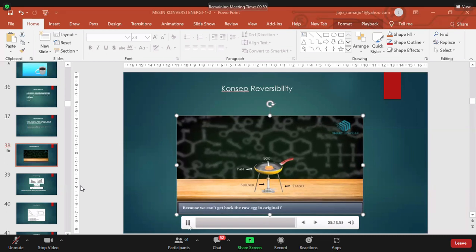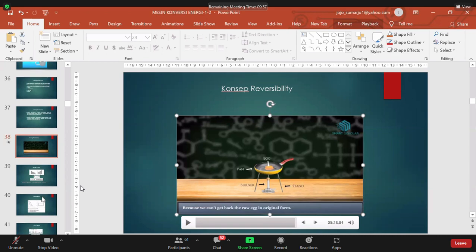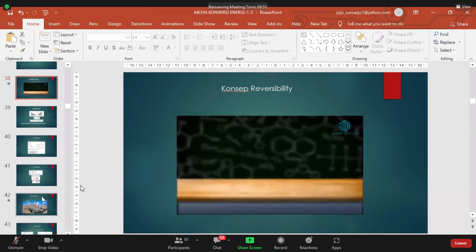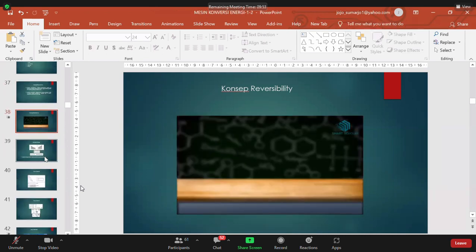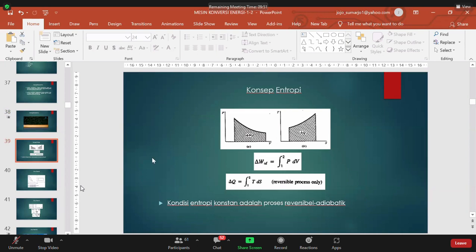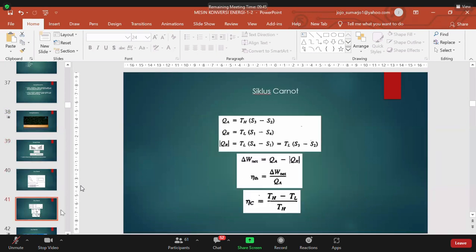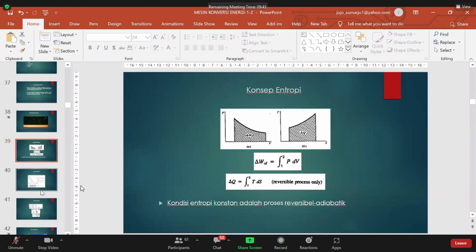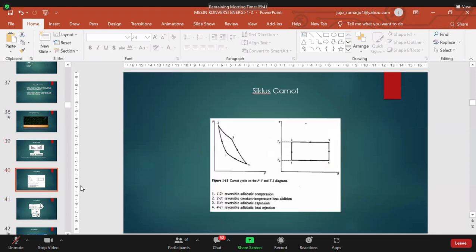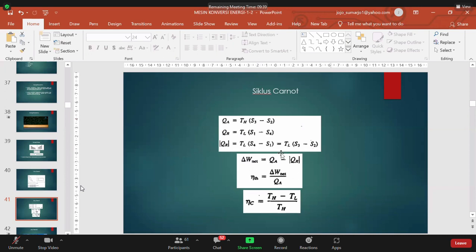Oke, paham? Nah, entropi seperti itu dibahas lagi ya nanti. Nah, ini yang ada dari siklus Carnot ya. Ini mesin reversible ya. Ini mesin yang mampu balik.